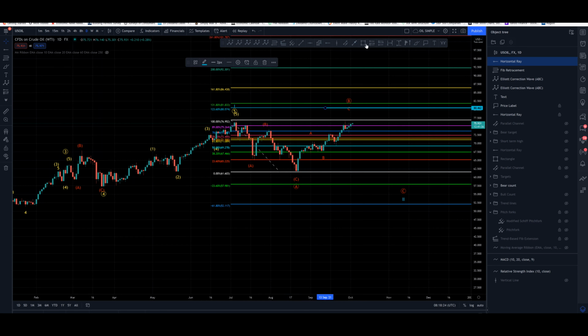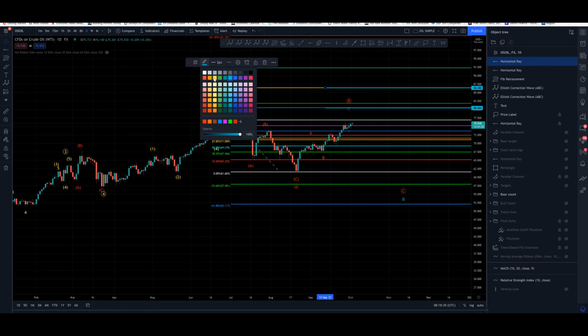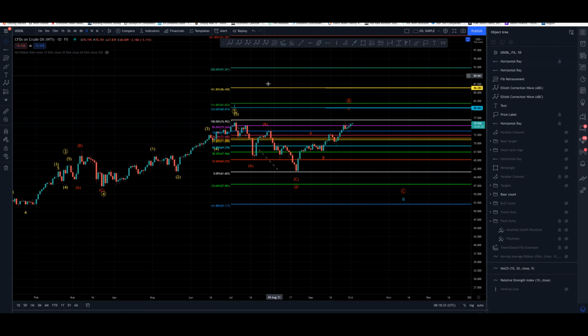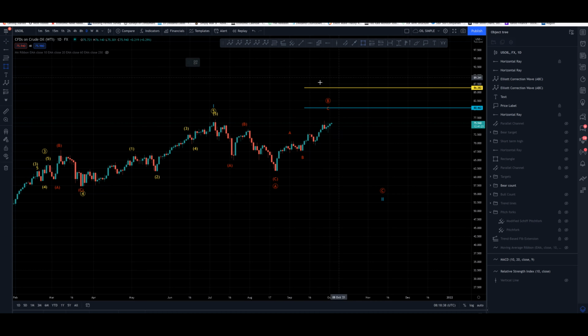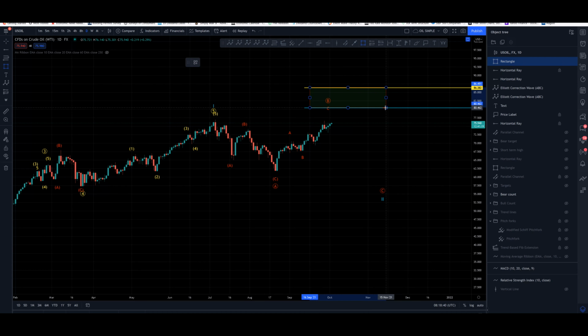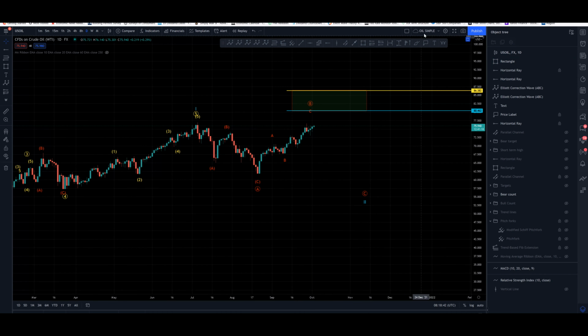And then also the 1618. I don't expect to see B waves expand beyond the 1618. They can, but if we're going to have a sensible cutoff, the 1618 is normally where we would look. So this zone here is a potential reversal zone for our wave B.